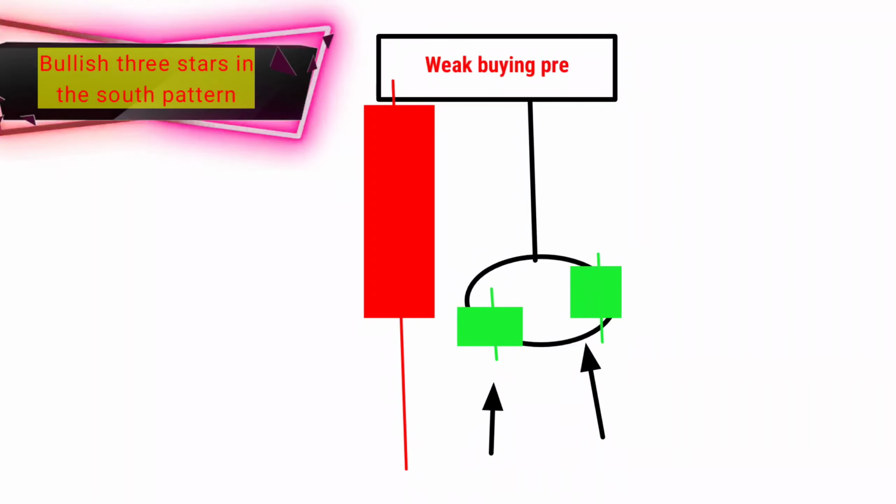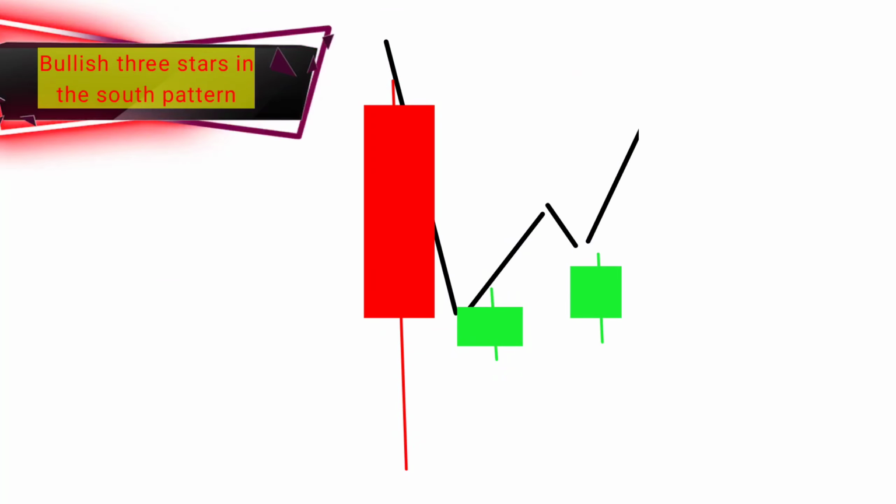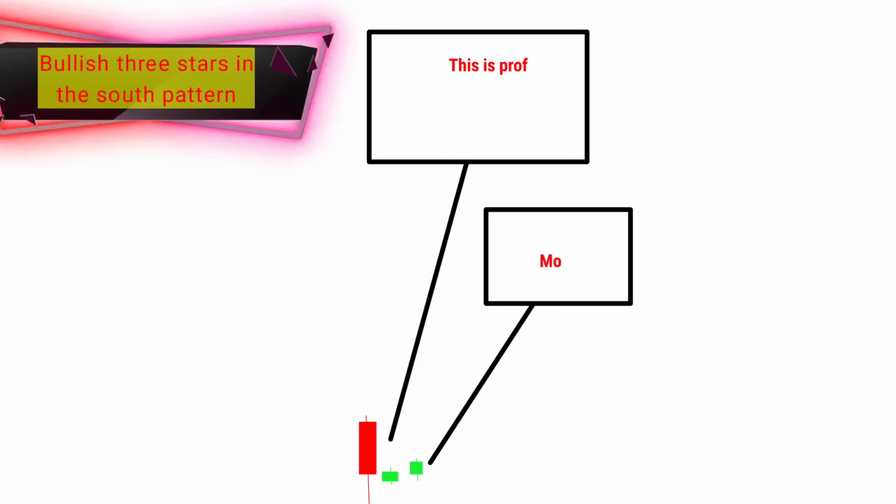Traders look for this pattern at the end of a downtrend, as it indicates that buyers are entering the market and pushing prices higher. While the two small bullish candlesticks suggest that buying pressure may not be very strong, they are enough to reverse the downtrend. The bullish three stars in the south pattern can be a valuable tool in a trader's arsenal for identifying potential bullish reversals in the market.